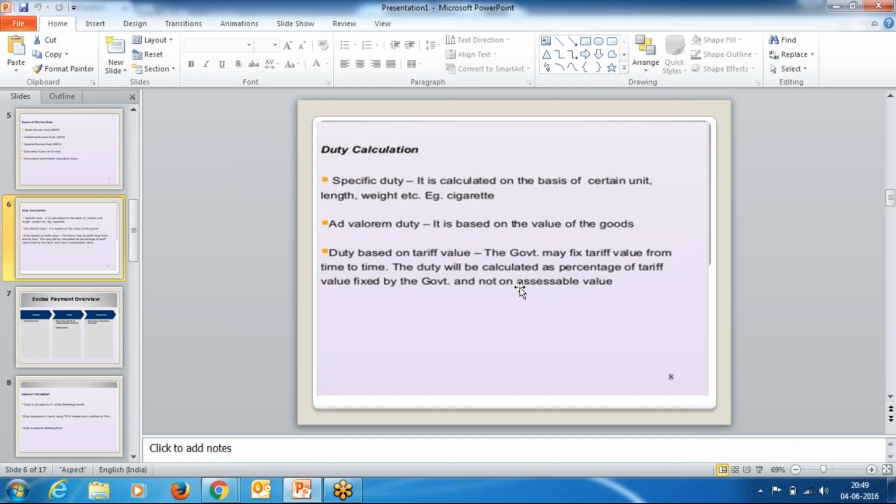But the assessable value is used for your outgoing goods, what you're selling in the market. For that we define one excisable value, and the system uses this excisable value for calculating your excise duty on outgoing products.